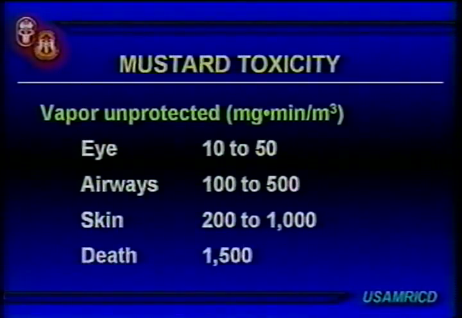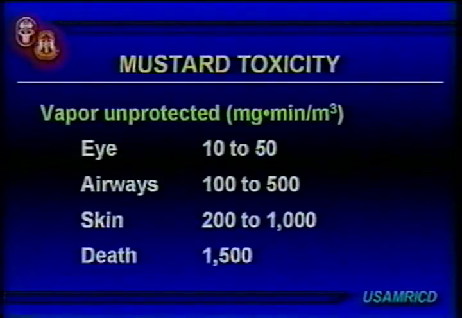Vapor, by and large, a mustard or liquid, is an epithelial phenomenon. The number one sensitive area is the surface of the eye, the cornea, followed by the airways, the tracheal and bronchial epithelium, and the skin. But if you look at the starting points, they're not that far apart, okay? But your eye is the most sensitive, followed by the airways, and then the skin. Down here is what it takes to kill you.